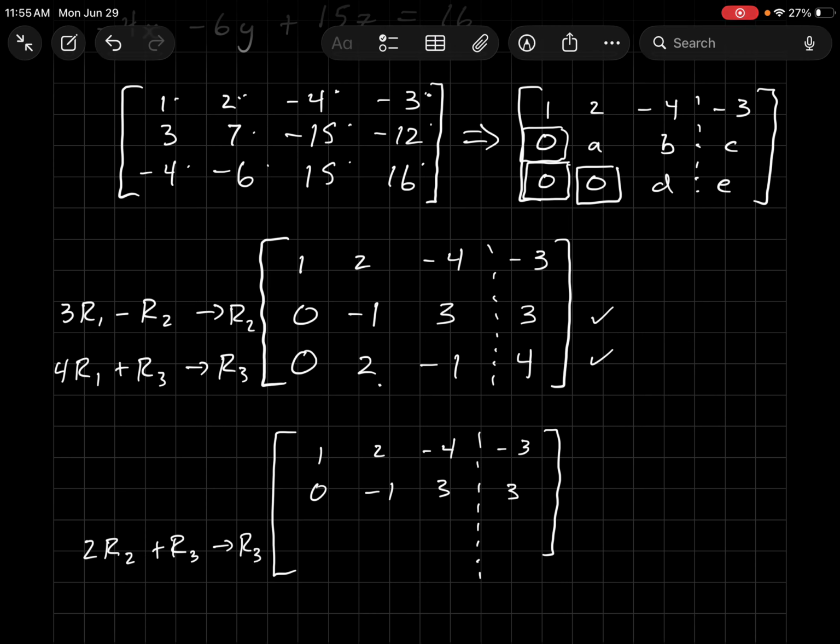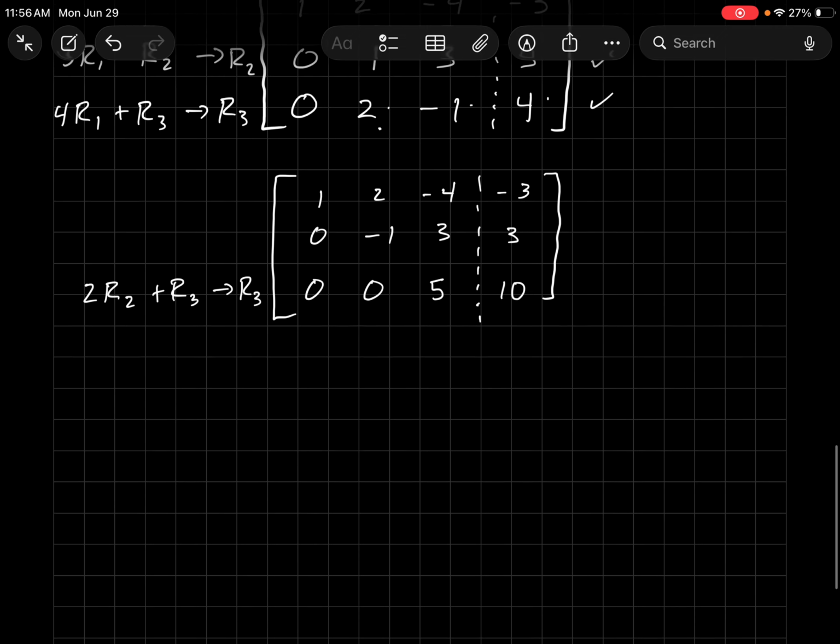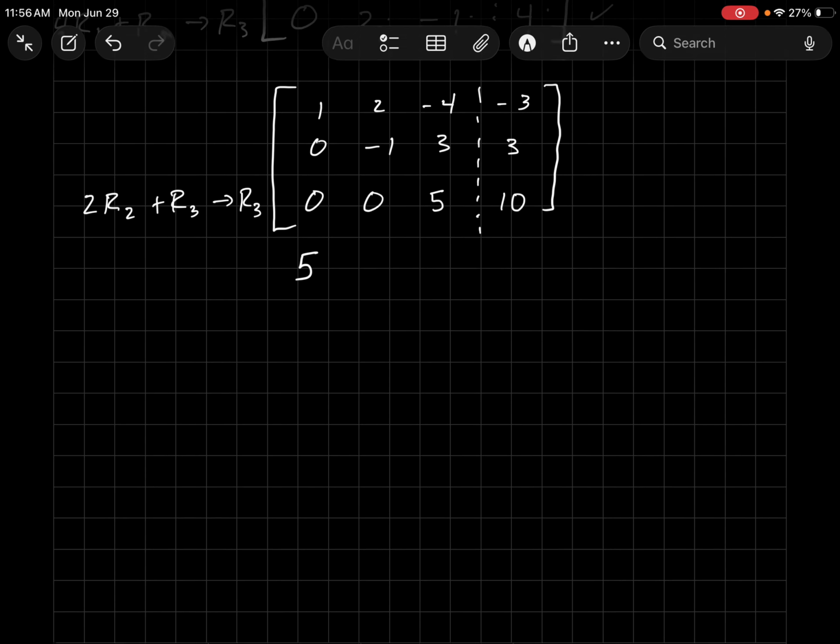Well, 2 times 0 plus 0 is still 0. That's good. That's why I use row 2 and row 3. How about the next one? Negative 2 times 1 plus 2, right? 2 times row 2 plus row 3 gives me 0. Perfect. Keep going. 2 times the 3 plus negative 1 gives me 5. 2 times that 3 plus 4 gives me 10. So what does this new final row say? Well, it says 5z equals 10, or z equals 2.